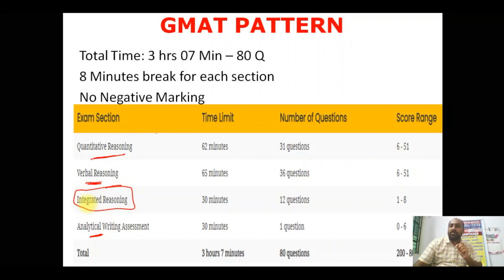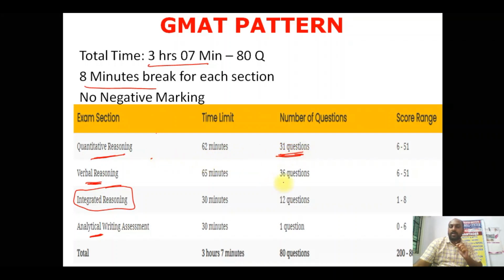So in GMAT we have 4 sections, and for each section you can take an 8 minute break. It is also almost 3 hours 7 minutes, where we have seen in GRE the same almost time limit. So there are 80 questions in total here. In the same GRE also we have 80 questions generally, but here, okay, 31 minutes, 62 minutes is the time limit, number of questions is 31 questions, okay.